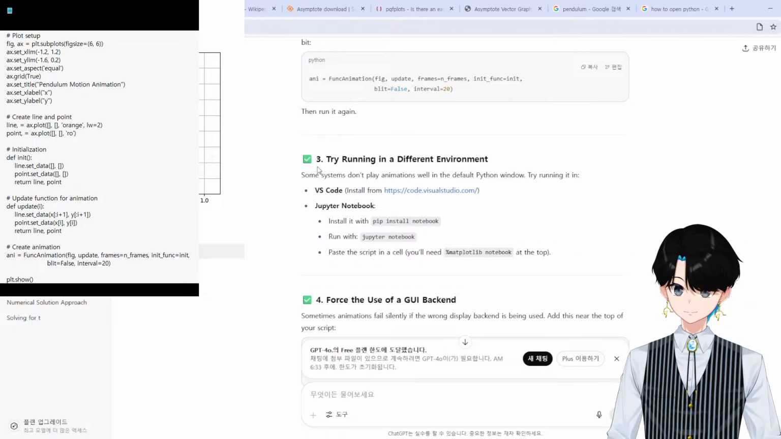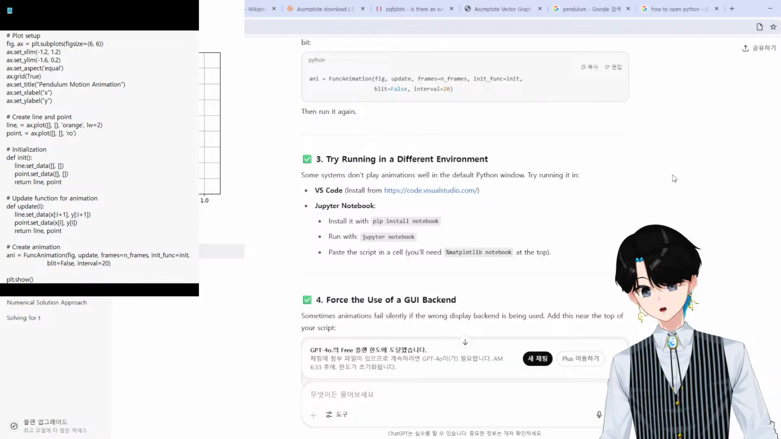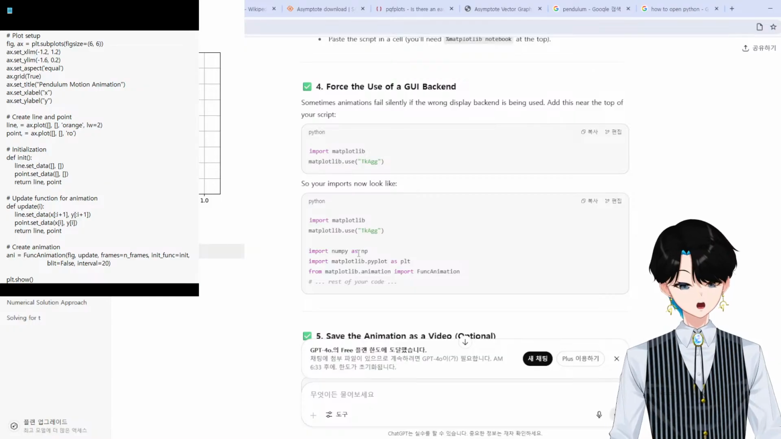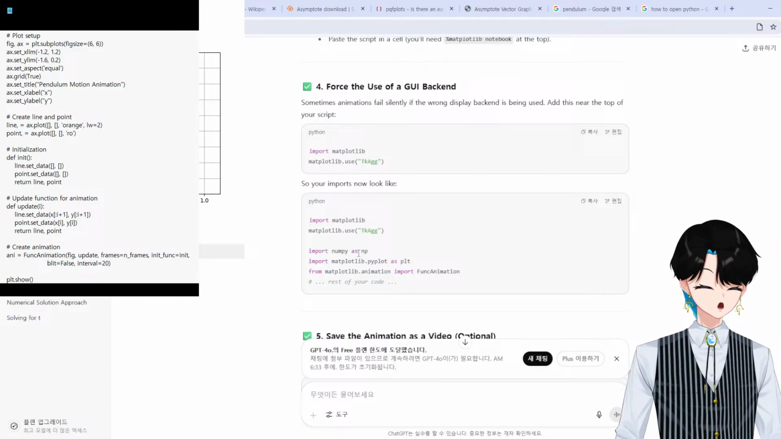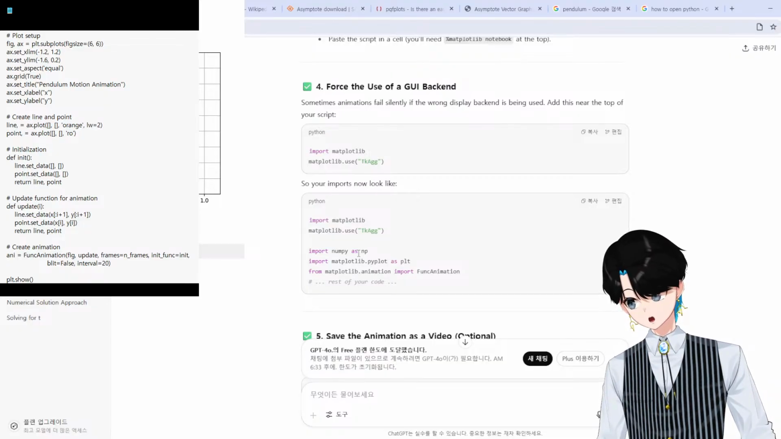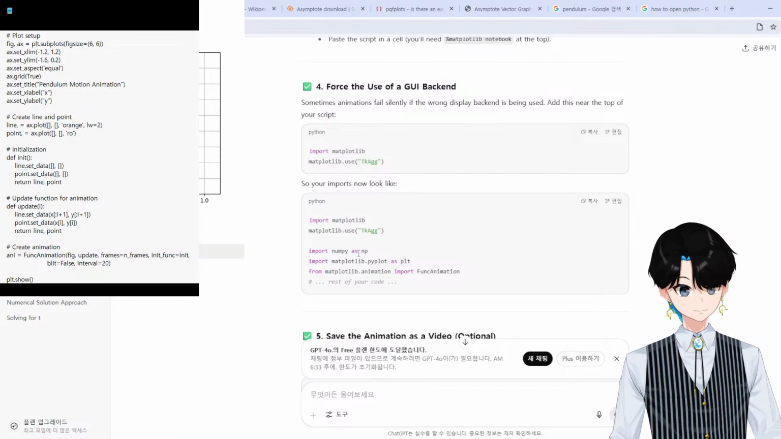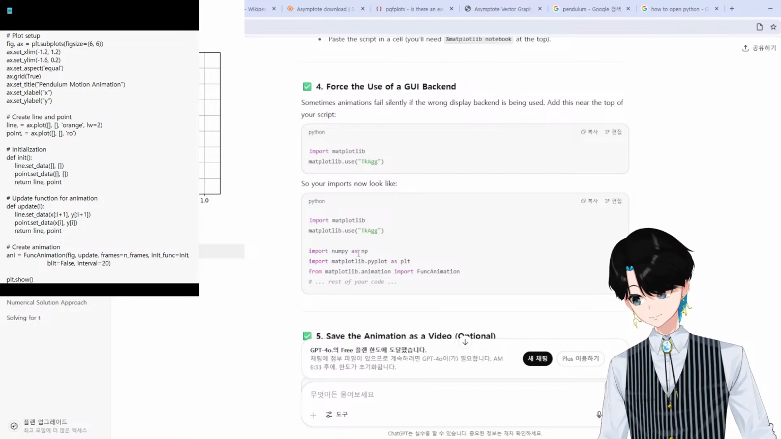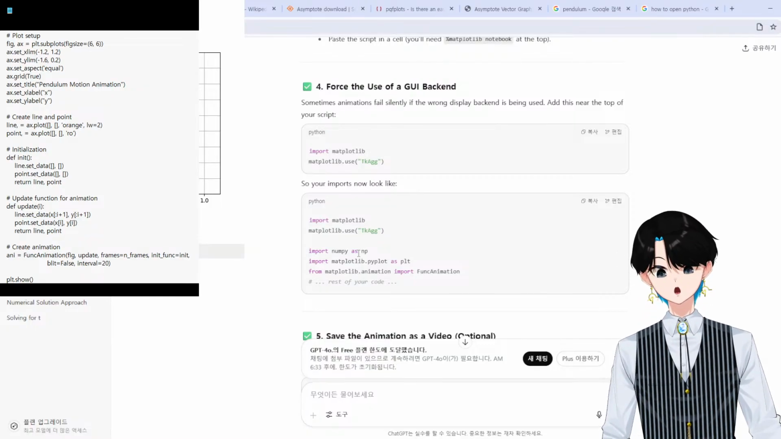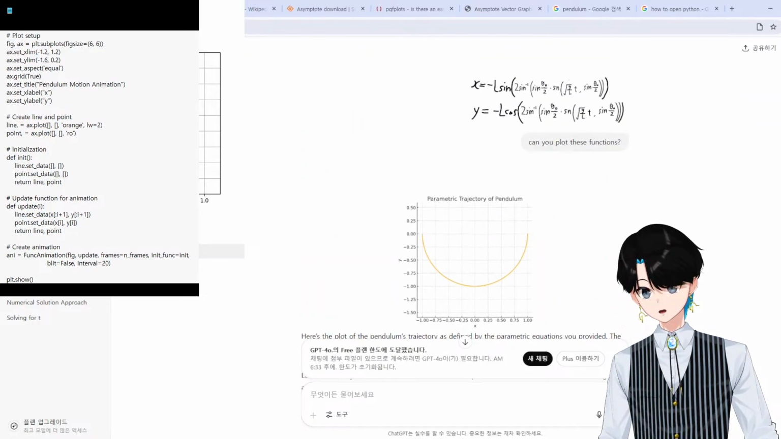Of course, we're running a different environment. Some systems don't play animations well in the default Python window. Try running it in VS Code. Okay, I'm putting an end to it here. Yes, I've had enough. And this makes the Jacobi elliptic functions look like a toddler's play. This is way more difficult than the mathematical functions that I've encountered in my experience. So it's kind of disappointing. Yeah, I was kind of hoping that it would yield the animation.